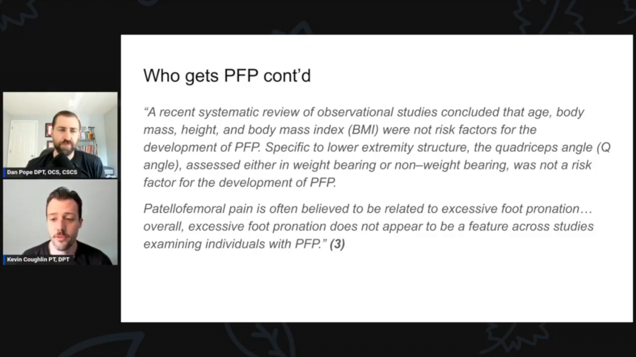Specific to the lower extremity structure, the quadriceps angle, also known as the Q angle, assessed either in weight bearing or non weight bearing, was not a risk factor for the development of patellofemoral pain. And I think this is something that's just been changing a little bit over time, because I remember in school learning that we measured Q angles on people, and that was something that we might see, especially in the female population, that makes them more susceptible to developing patellofemoral pain. But at this point, we're still not sure. It doesn't seem like that is a causative risk factor.